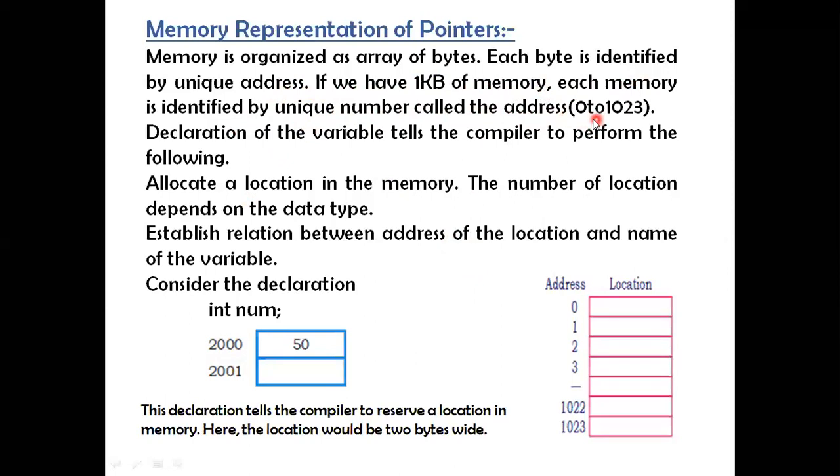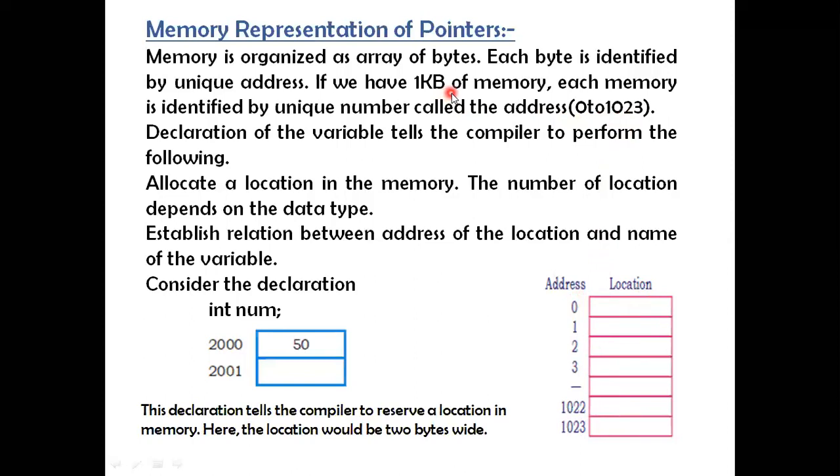Have a look at this figure, 0 to 1023. This is an example you can see on the right side of your screen. This address started with 0 and ended with 1023. These are the locations where whatever value is given by the user will be stored. Now it is empty, nothing is stored in these locations. We are just taking an example.